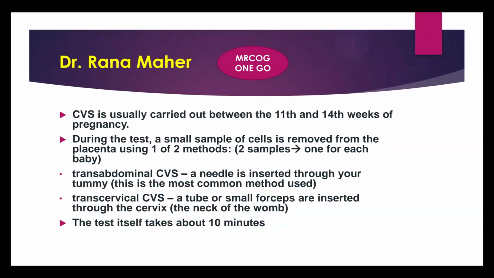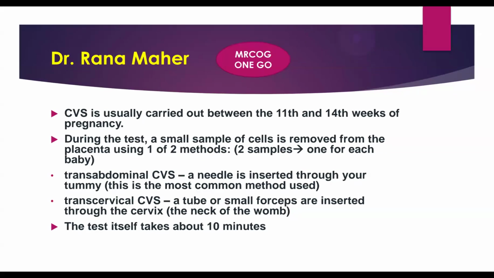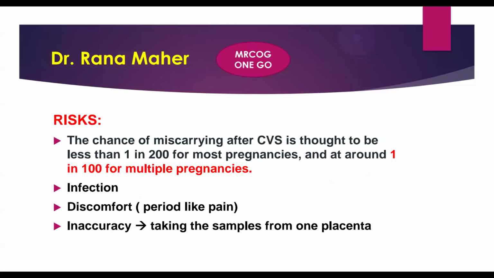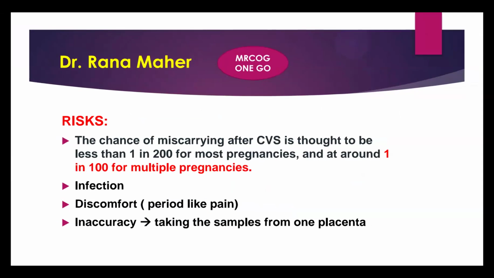Here we have extra information. It can be done trans-abdominal or trans-cervical, but usually this is the most common method used, so don't mention this in the exam. And the test itself will take around 10 minutes, the procedure. The risk, as I told you, and here I put this in red, don't forget, it's 1 in 100 in the twin pregnancy. Inaccuracy because of taking samples from 1 placenta or 1 afterbirth.